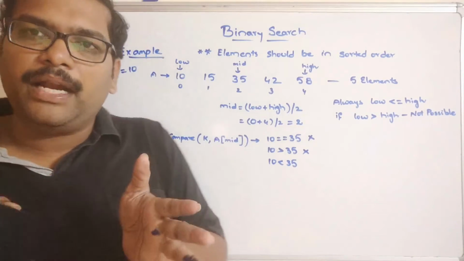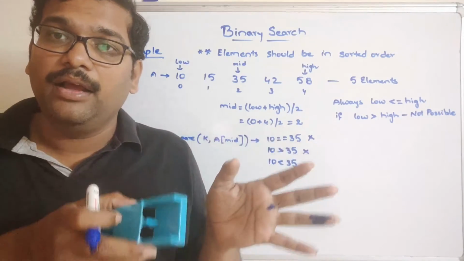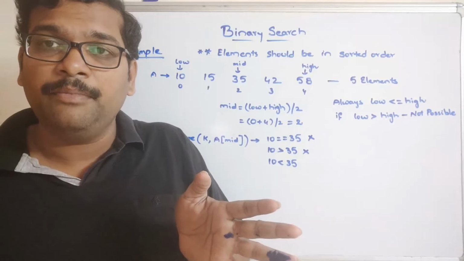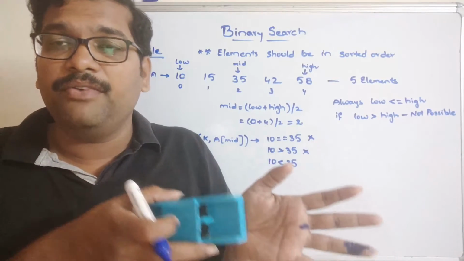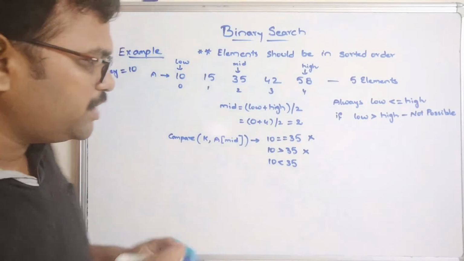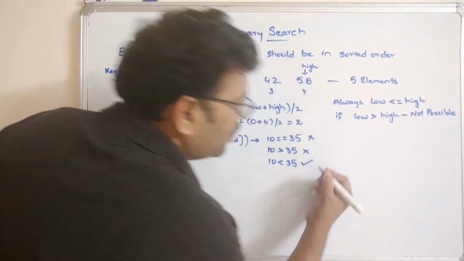So if you want to compare two values, only three possibilities exist: either both are equal, or the first element is less than the second element, or the first element is greater than the second element. Only these three possibilities. Now check, 10 is less than 35. Yes, this is true.